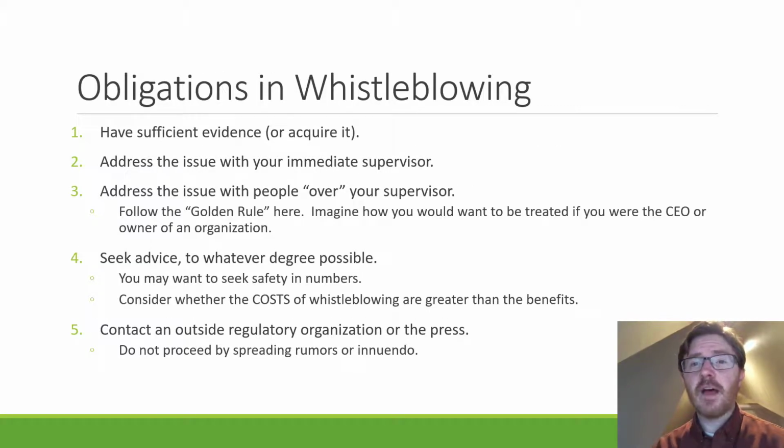So this is a set of obligations in whistleblowing. This is sort of a standard view of whistleblowing, that you should have sufficient evidence or acquire sufficient evidence before you whistleblow, that you should address the issue with your immediate supervisor, and then address the issue with the people over your supervisor. Think about this. If you were the CEO of a company and the first time that you found out that something shady was going on within your company was when it was posted on the front page of the New York Times, wouldn't that piss you off? It would piss me off, right?